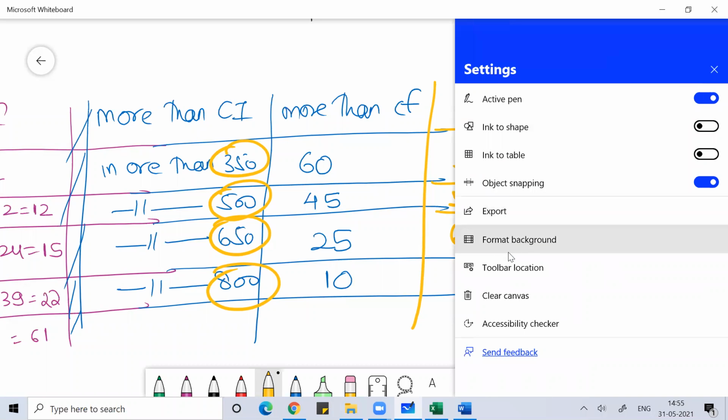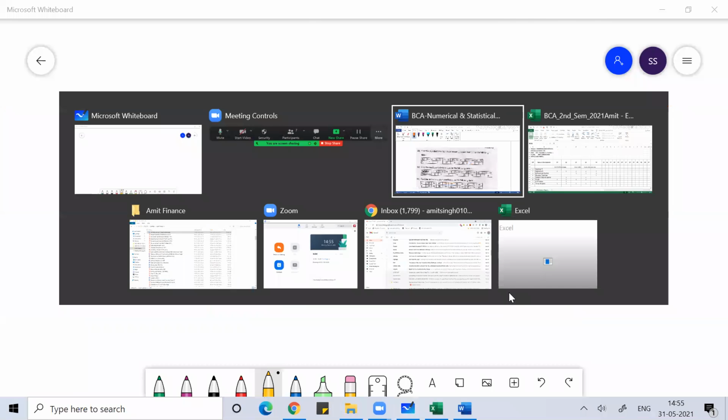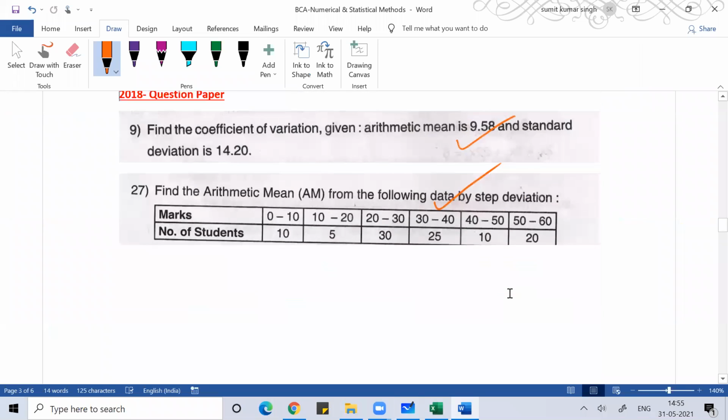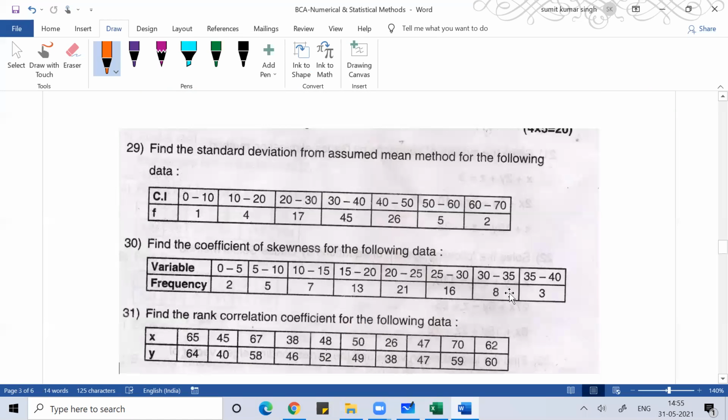Now we'll do this problem. This is again a standard deviation calculation, but it is done on the assumed mean. I think this was a 5 marks question which came in 2018, I believe. So let's do this problem.